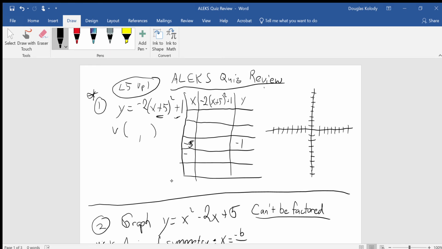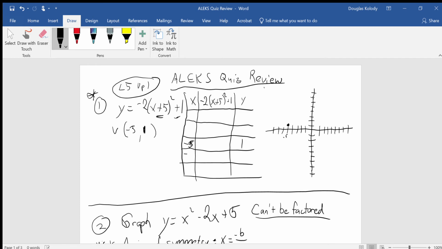So if I'm going to the left 5, I'm having a vertex at -5. And if I'm going up 1, the y value is +1. So I've got a vertex of -5, comma 1. I'll even go ahead and plot that right now. 1, 2, 3, 4, 5, -5, comma 1. And there's my vertex. Notice how this is -5 right here.